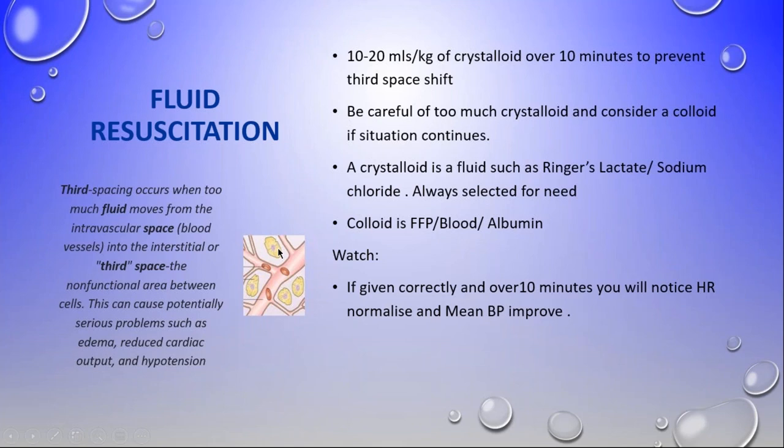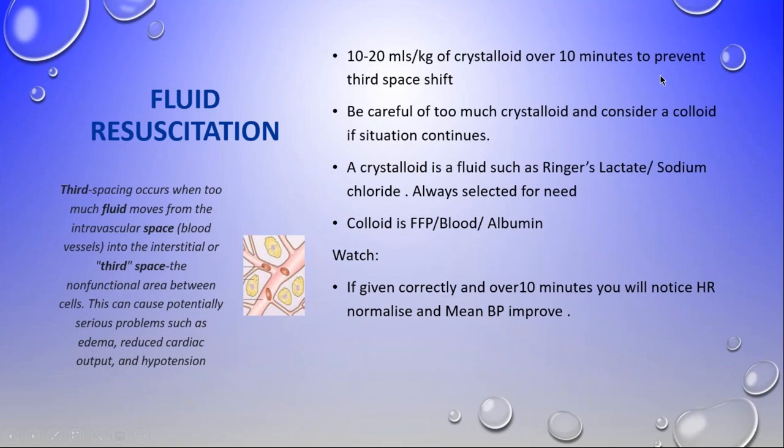So how do we do it? It's usually 10 to 20 mils, start off conservatively, 10 mils per kilo of crystalloid initially. What is a crystalloid? A crystalloid is something like Ringer's or sodium chloride. We generally don't use a sugar-based crystalloid. So it would be Ringer's or sodium chloride, and we give that over a 10-minute period. So first start with 10 mils per kilo to increase the fluid and improve your blood pressure, because that's what you're trying to do over 10 minutes to prevent this third space loss.